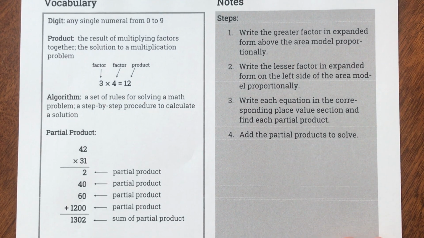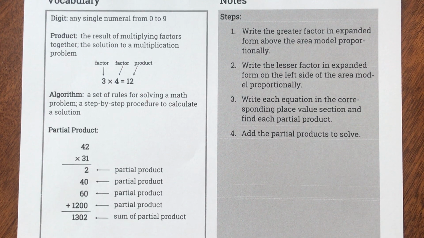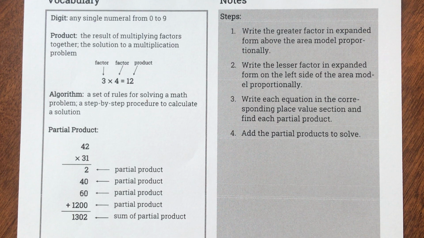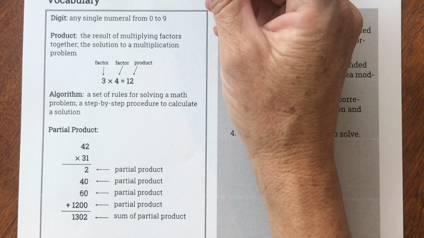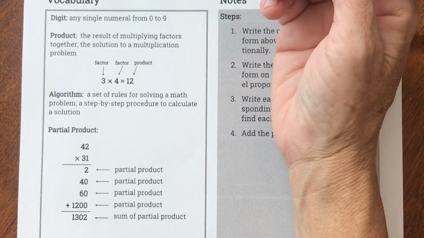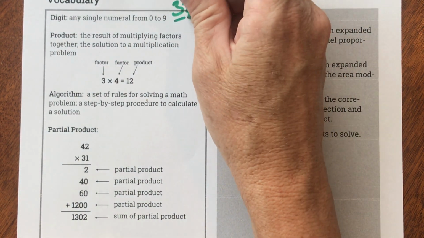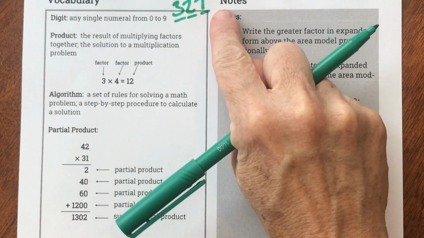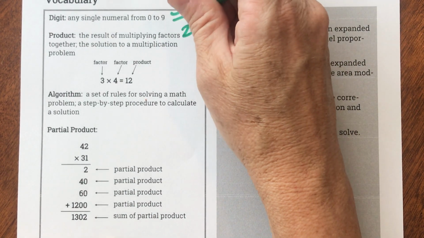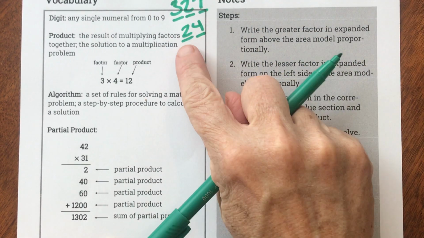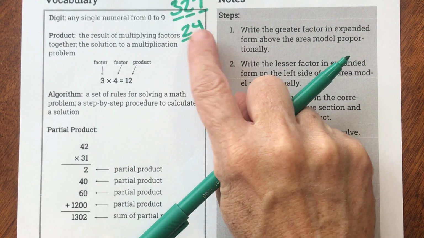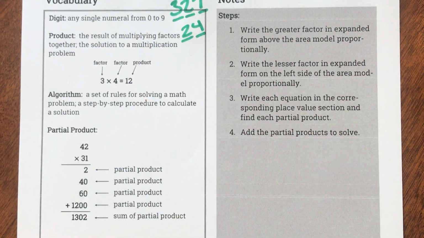Our first word is, what is a digit? A digit is any single numeral from 0 to 9. Well, our goal says we're going to be using multi-digit numbers. So we're not going to use single digits. We'll be using what we call multi-digit or 2-digit or 3-digit numbers. So 327 is considered a multi-digit number because there are 3 digits in it. 24 is a multi-digit number because there are 2 digits. 9 is a single digit number.